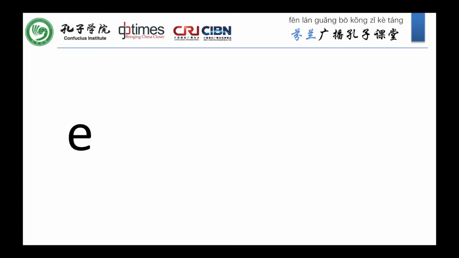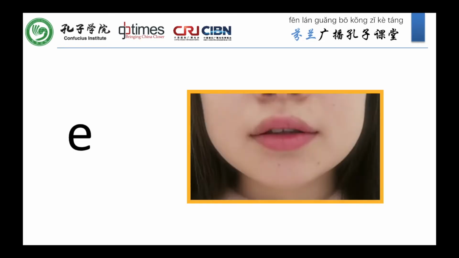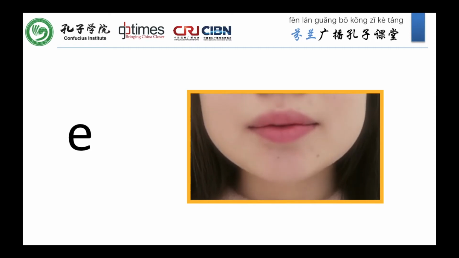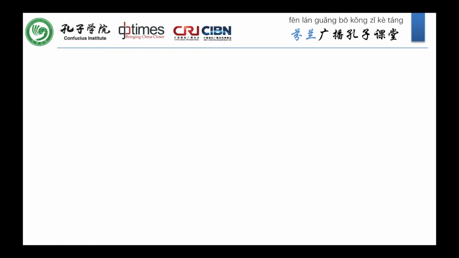E. Your mouth is compressed when you produce the sound E. If we add the tones, it would be E.